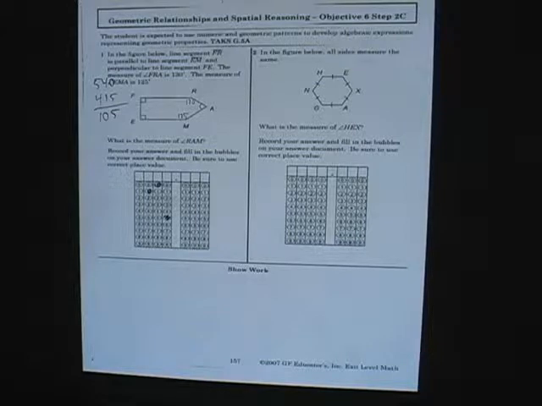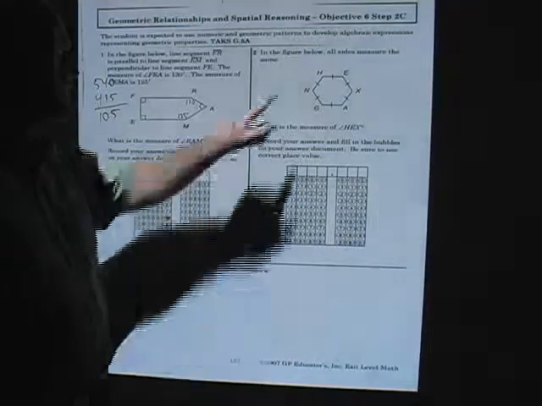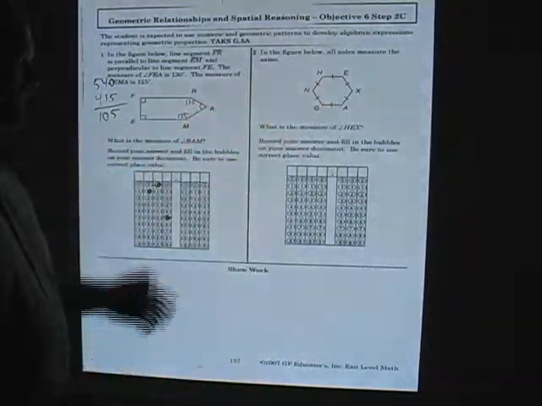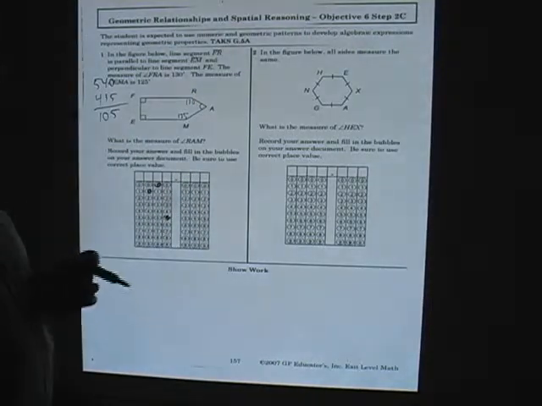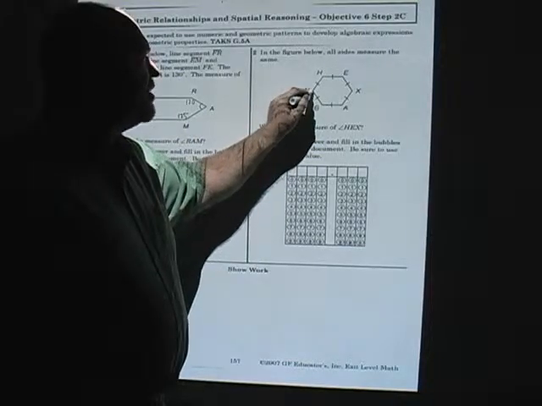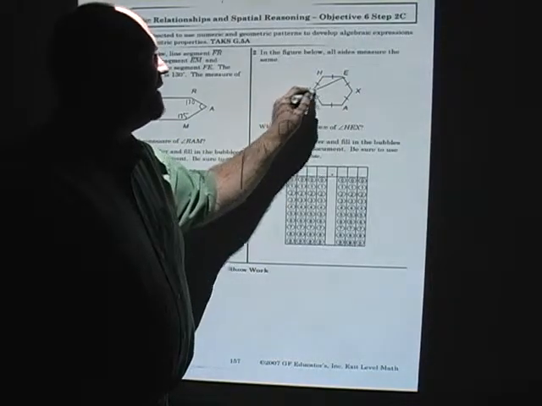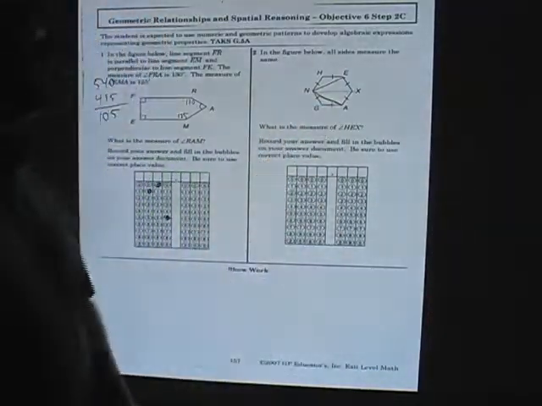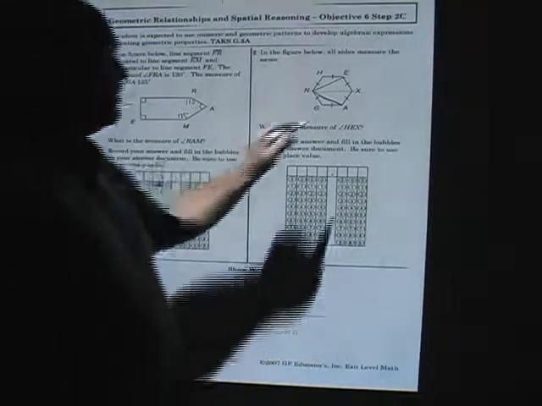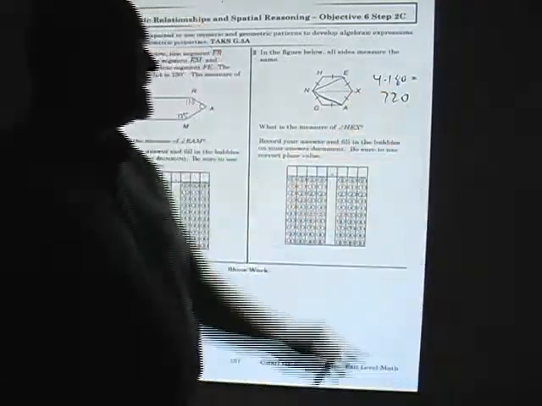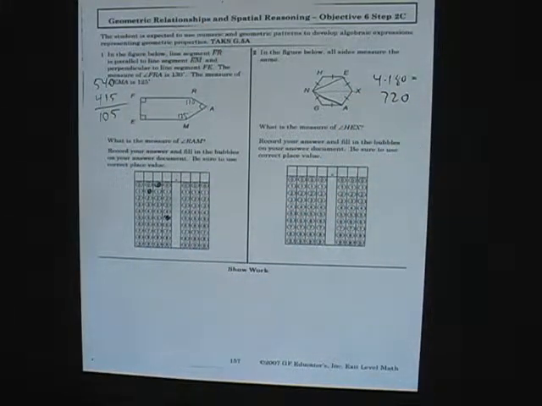Number 2. All right, there's something a little different. Notice how they spelled out hexagon right here. This is a hexagon. It's a 6-sided figure. If you want to go ahead and draw your triangles out, there and there. How many triangles are there? There's 4. 4 times 180 is 720. So these angles need to add up to 720.